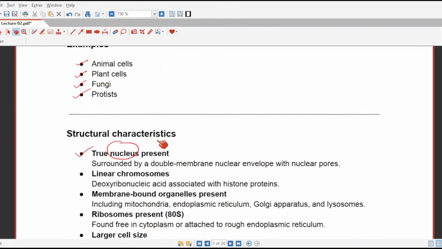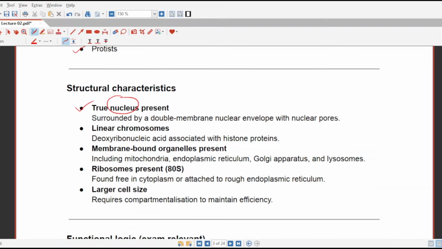When we are talking about the prokaryotic cell, it had circular DNA. Compared to that, the eukaryotic cell will have a linear chromosome, right? And the DNA would be like this in a linear fashion. And all the membrane-bound organelles are present, including mitochondria for respiration, endoplasmic reticulum for protein and lipid synthesis, Golgi apparatus for packaging, and lysosome for phagocytosis or enzyme-induced autophagy.